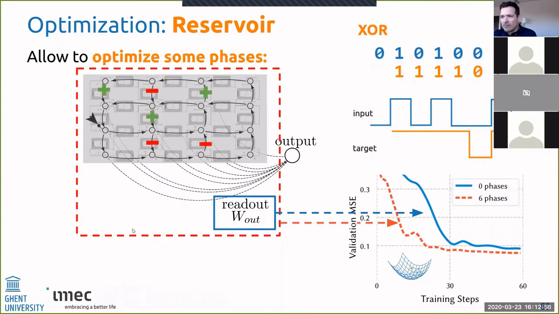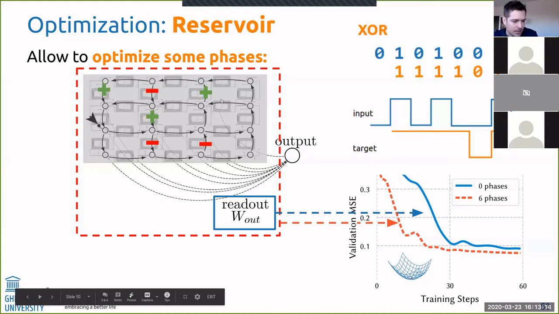And what we see is quite cool, because if we simulate this same circuit with Photontorch and we allow some phases of the reservoir to be optimized, better performance can be achieved. And it is also achieved faster, after fewer training steps. So this is what you see here with the red line.